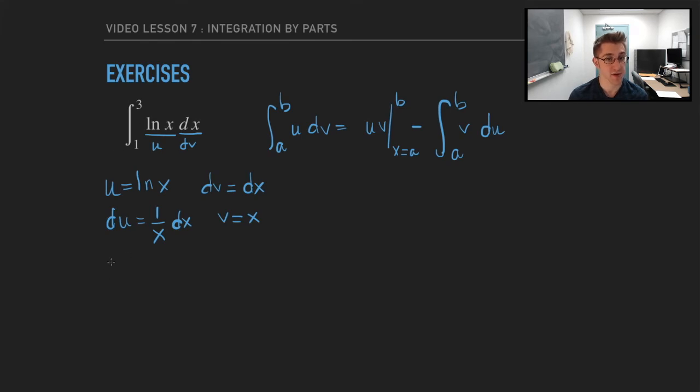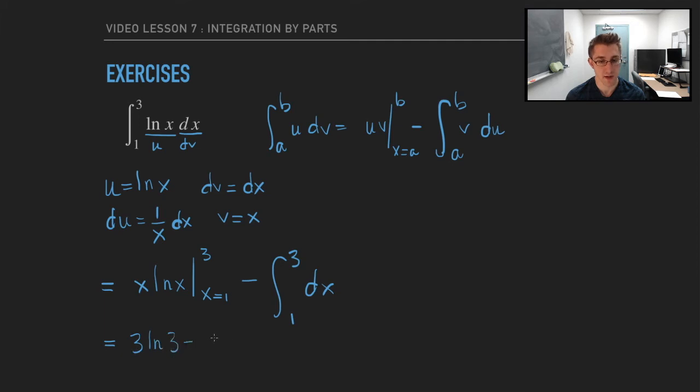So putting that into the integration by parts formula, and remember, don't forget about the limits, I'm going to have u times v, which is x times the natural log of x, evaluated from 1 to 3. And then I have minus the integral, still from 1 to 3, of v times du. So I have x times 1 over x dx, which is just dx. Now I can evaluate this between the limits. So I have 3 natural log of 3 minus 1 times the natural log of 1, minus the integral from 1 to 3 of just 1, which is x evaluated from 1 to 3, so that's just going to be 3 minus 1. And so I get 3 times the natural log of 3. The natural log of 1 is 0, so this term vanishes, and then I have minus 2.